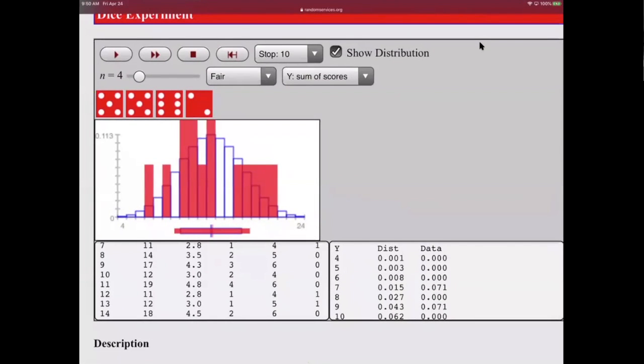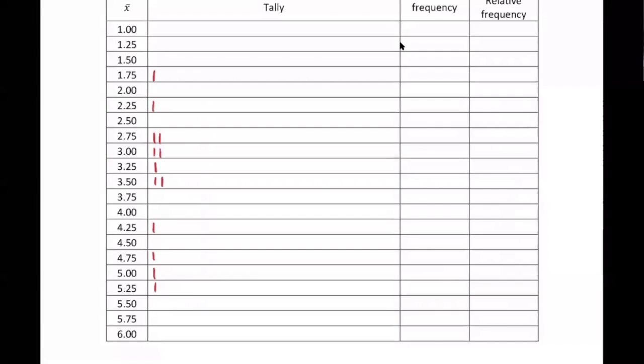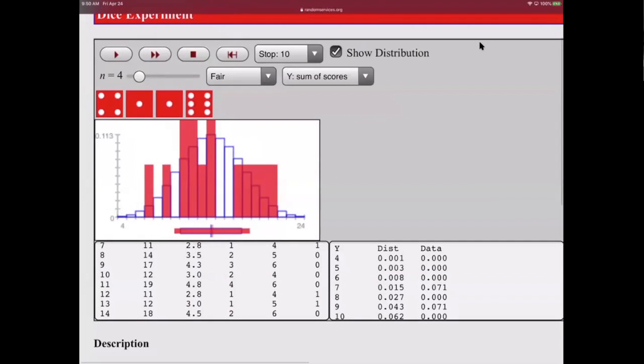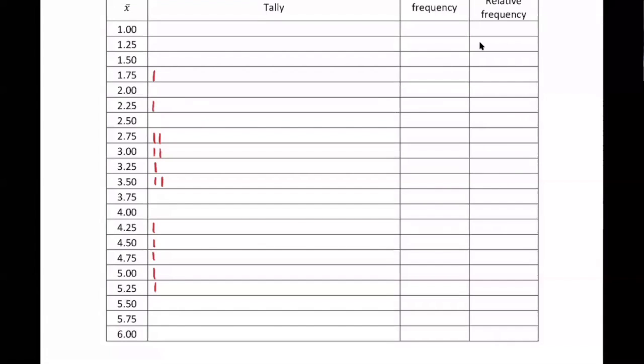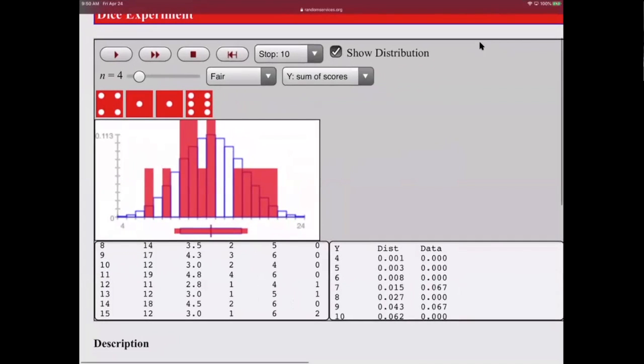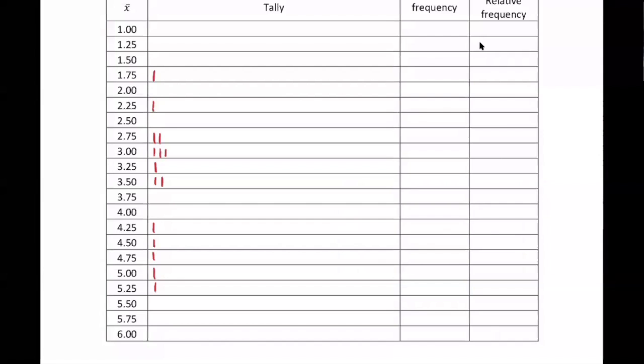Next one's a 4.5. Next one's a 3.0. So the more common outcomes are the ones in the middle. Okay, next one is a 3.0 again. It's a popular one, almost too popular.